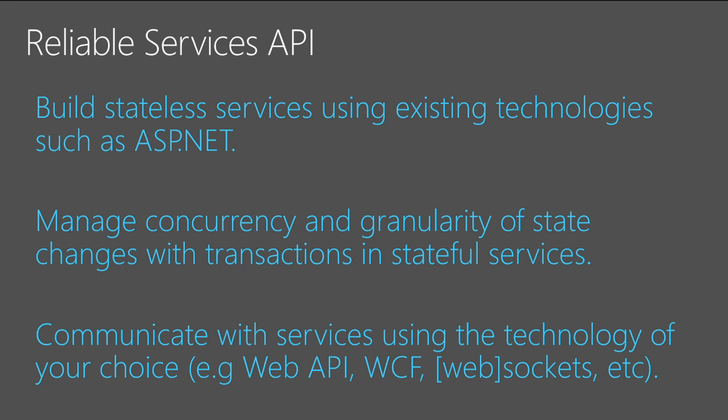You can also choose any communication stack you want to use here. With actors, we handle communication for you. So when you talk to an actor, we do that for you. With services, with the Reliable Service API, you get to choose whatever you want. So you can do HTTP with Web API if you need good interop between services. If you have existing enterprise services on WCF, you can bring those right over. We provide WCF out of the box. Or you can just use straight sockets or web sockets if you need maximum throughput.